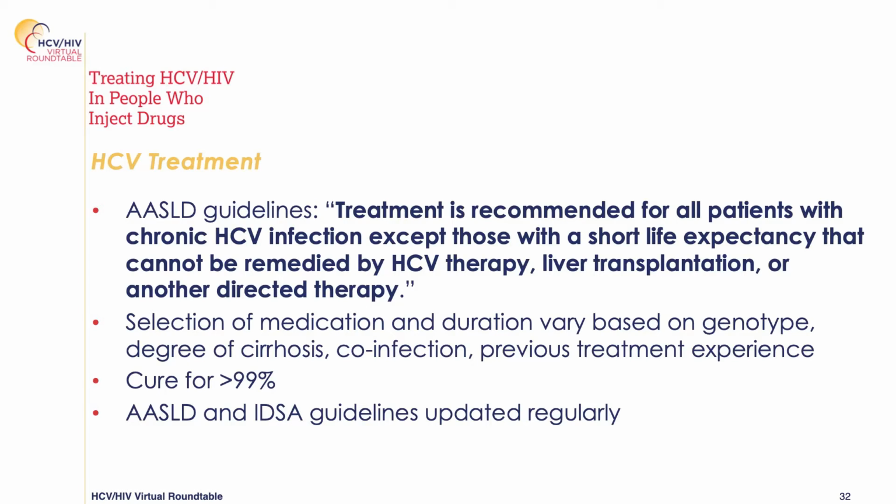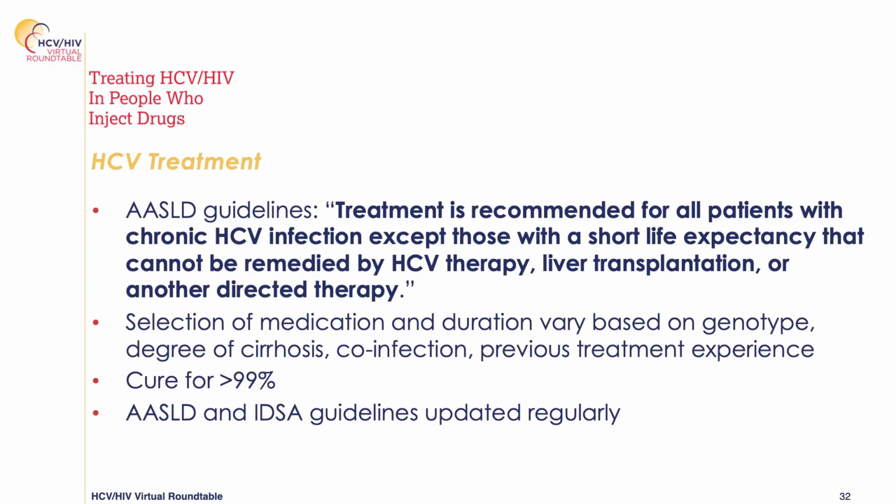And as I said before, these are all oral combination direct-acting antiviral agents. Medications and durations vary by genotype and whether they have cirrhosis and HIV co-infection, a previous treatment experience. But it's much simpler. There are some pan-genotypic medications out there that are once daily, either 1 pill a day or 3 pills daily, and cure is high. It's nearly 100%, and that's sustained virological response. So 12 weeks after treatment completion, there's no longer any virus. Again, I urge everyone to refer to the AASLD and IDSA guidelines that are updated regularly, and we'll give you that link at the end.